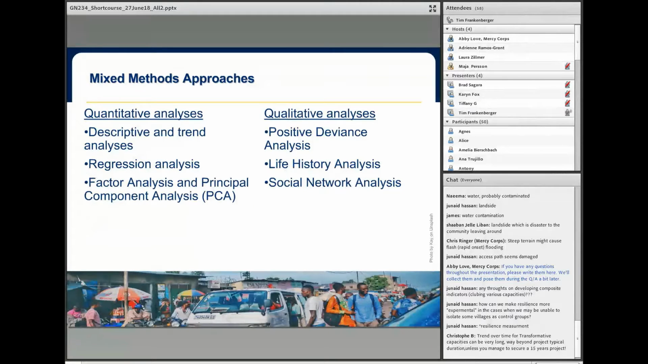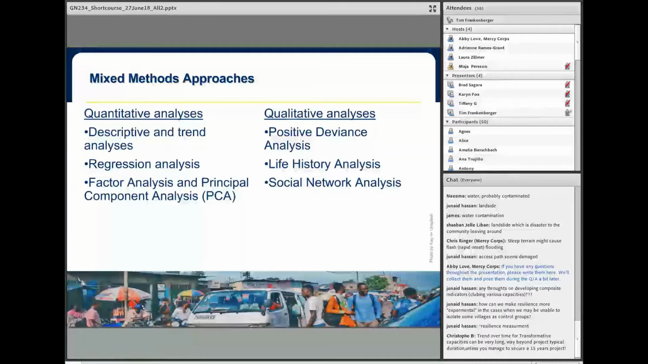As I said before, mixed methods are critical to this work. We're doing both descriptive and trends analyses with data, but we're also using regression analyses and factor analyses to construct our indices. For qualitative work, in addition to focus groups and key informant interviews, we're very interested in positive deviant analysis. In other words, which individual households are actually doing okay in managing the shocks and stresses, and what are the characteristics of those households that are important?